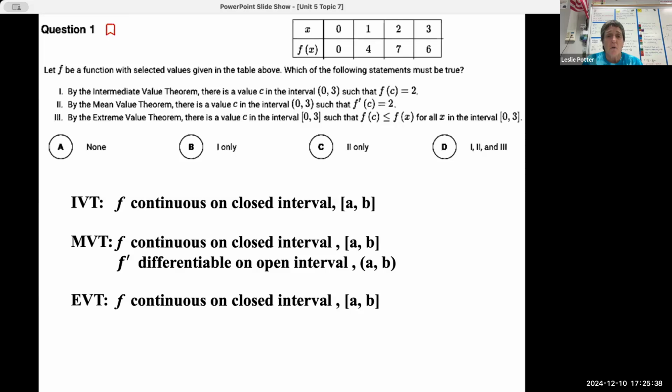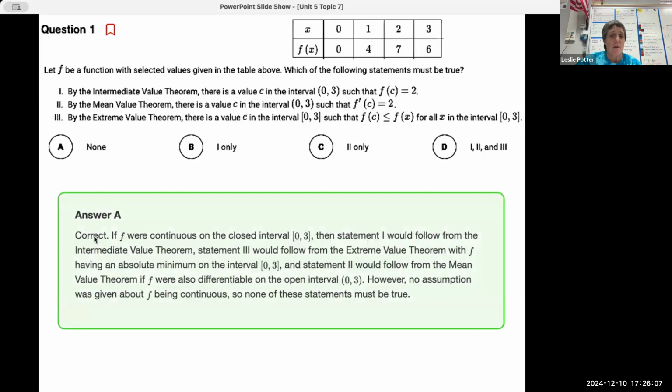So the first thing we look at when we're given a question and we're being asked about these 3 big value theorems is, does it tell us that the function is continuous? And the answer is that it doesn't tell us that this function f is continuous. And so we can't make a determination about any of these statements. So the answer is A.